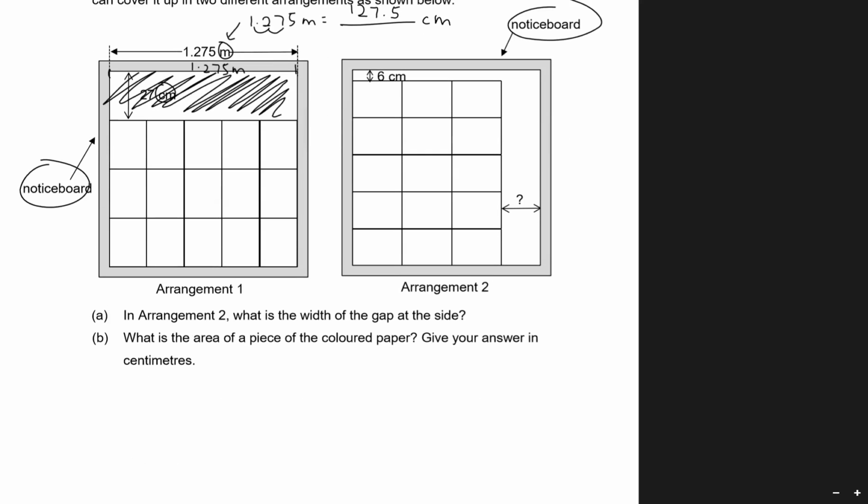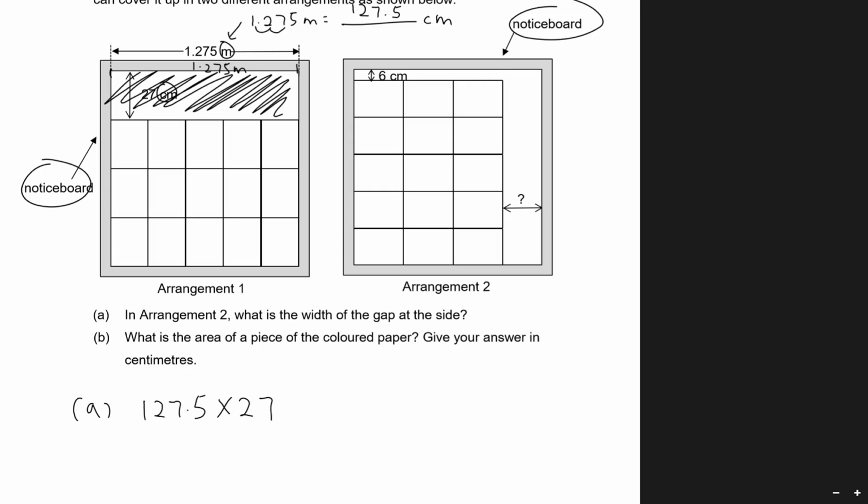Now you have pasted all your construction paper and you realize there's some empty space. Let's find out what is the area of the empty space. The area of the empty space shall be 127.5 times the breadth, which is 27. So I will get 3442.50. Just to make things neater, I'm going to write 3442.50.